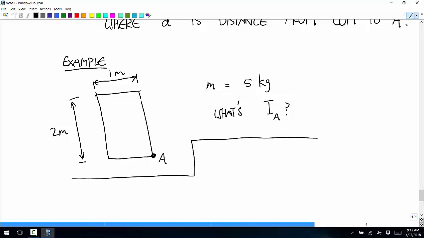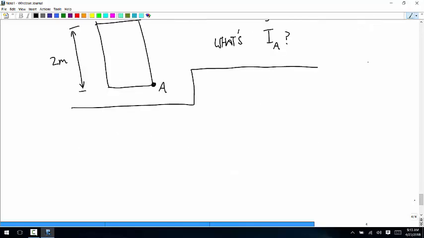Well, the way we're going to do that is we're going to calculate the mass moment of inertia about the center of mass, and then we're going to add that correction term. So the mass moment of inertia about A is equal to the mass moment of inertia about the center of mass plus md squared. The mass moment of inertia about the center of mass is 1/12 times 5 times the quantity 2 squared plus 1 squared.